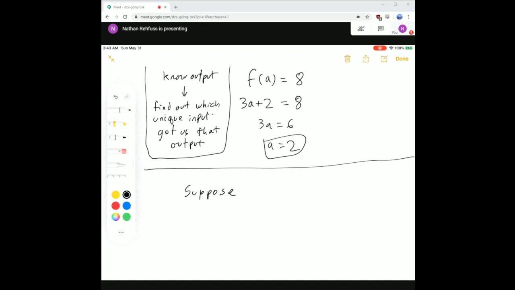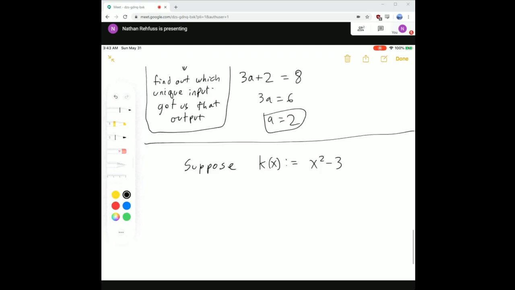Let's say k of x is x squared minus 3. It's a nice function. So I can plug in things like k of 1 is 1 squared minus 3, and that's negative 2. K of 0 equals negative 3, because that's 0 squared minus 3. K of negative 1, well, that's negative 1 squared minus 3, and that took me longer than it should have, negative 2 again.